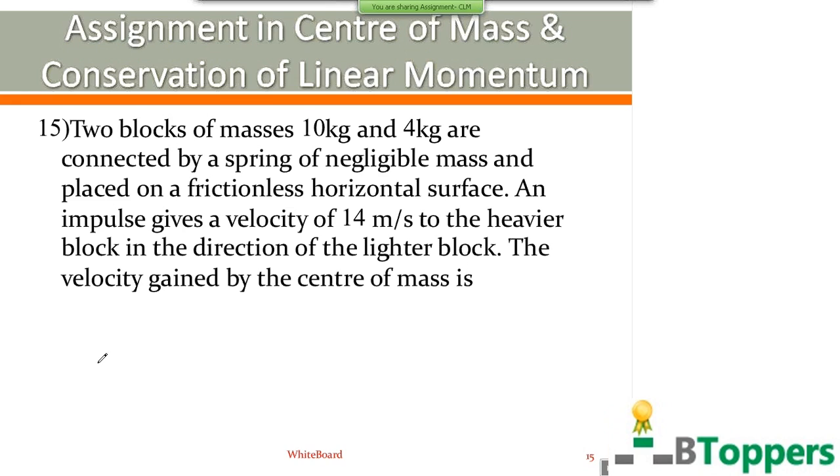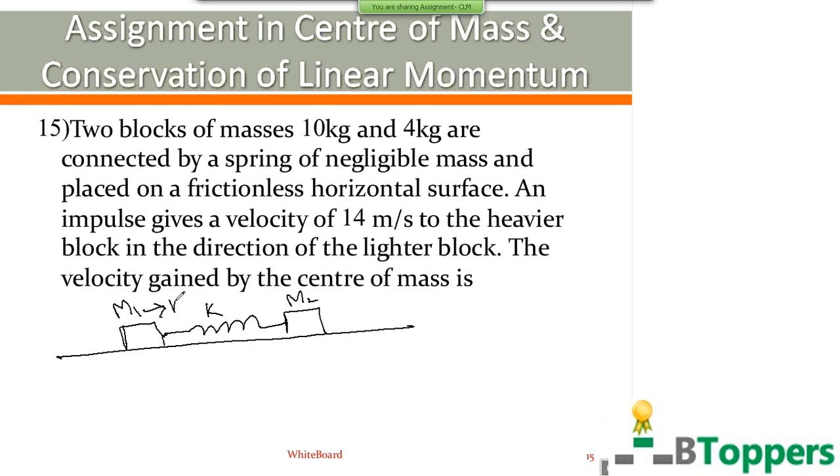So we consider the two masses m1 and m2. Here m1 is 10 kg and m2 is 4 kg, and the spring, all the three together as one system. So the mass m1 is given an impulse. That means an impulsive force acts on m1, so that it gains some velocity. Let v1 bar denote the velocity given to the mass m1 due to the impulse. The mass m2 was initially at rest.